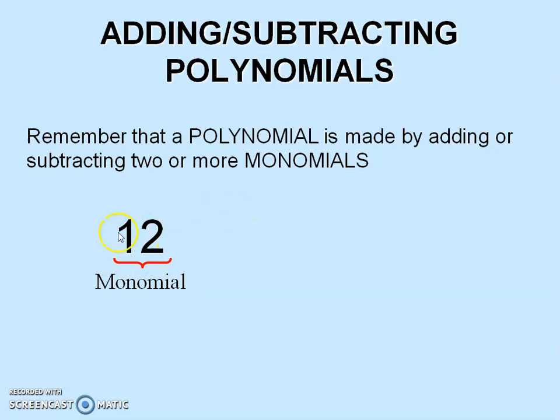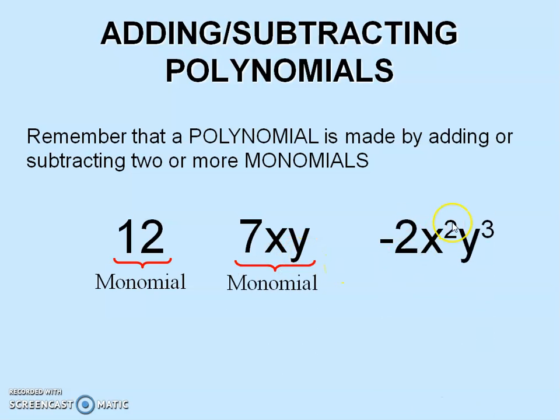It can be a constant with no variables. It can have multiple variables. This one has an x and y. It can have variables and exponents. In fact, even the sign that comes just before or to the left of a monomial is part of that term. It's part of the monomial. So each one of these is a monomial. And if there's no negative in front, it's implied that that is a positive term.